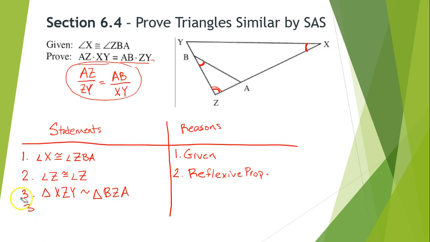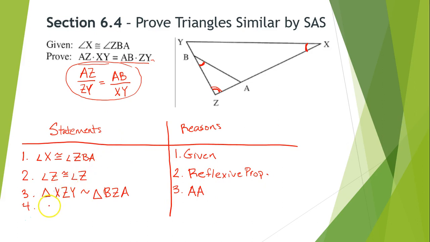Oh, no, let's draw number 4. And our reason for our statement is, well, we know these triangles are similar because of the angle-angle similarity postulate. So just write AA.